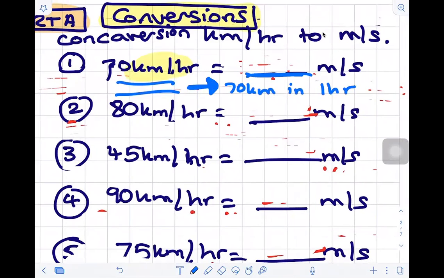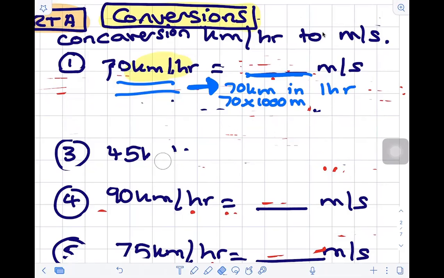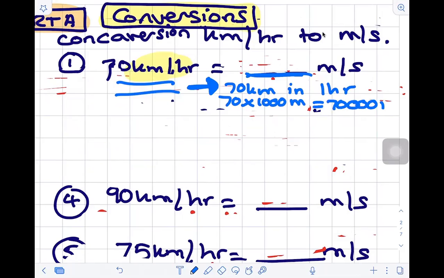Now, 70 kilometres in 1 hour. If you times 1,000, you get it into meters. So that would be 70,000 meters because you times 1,000. So it's 70,000 meters in 1 hour. That's how far you go in 1 hour.